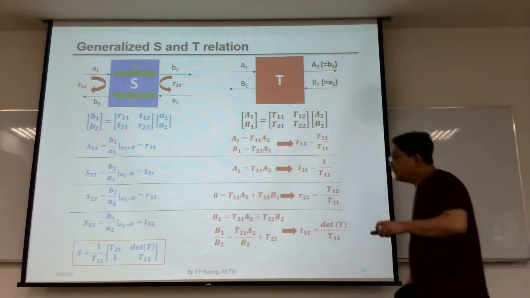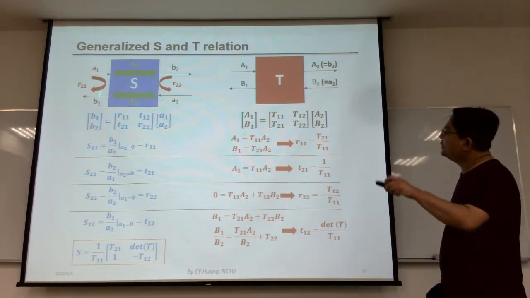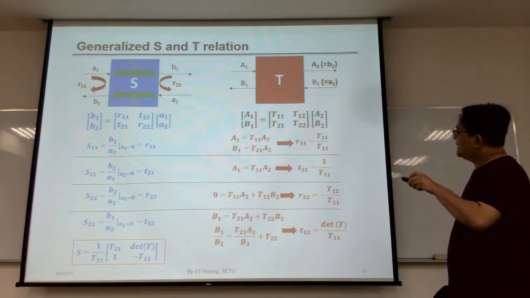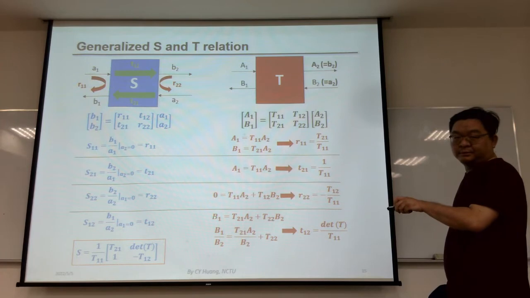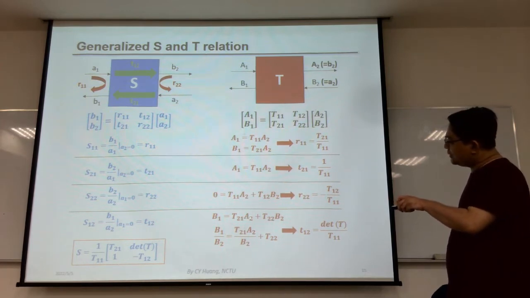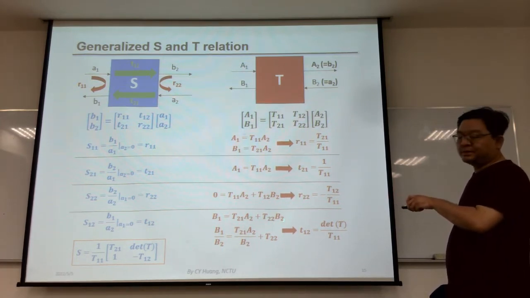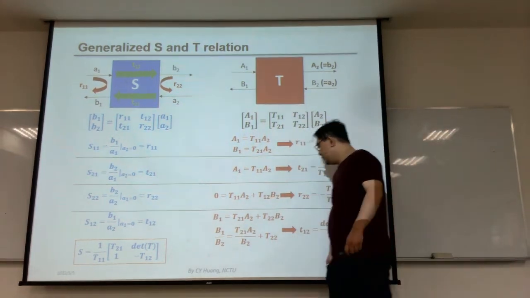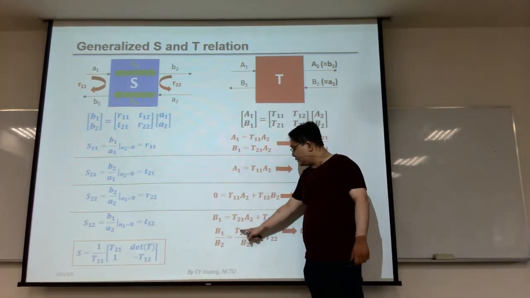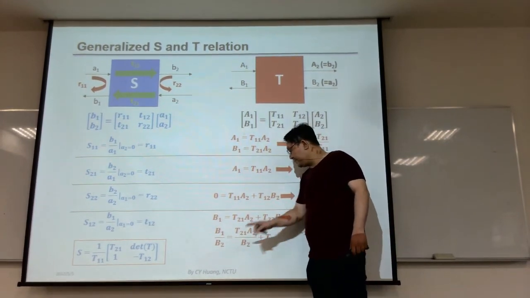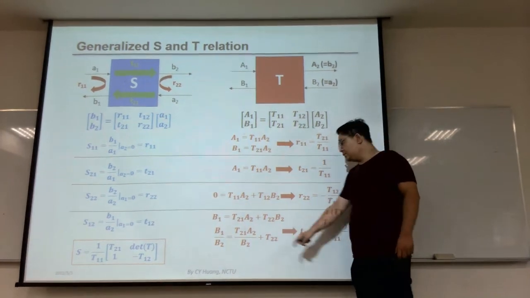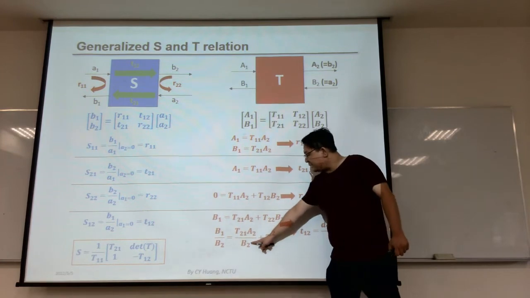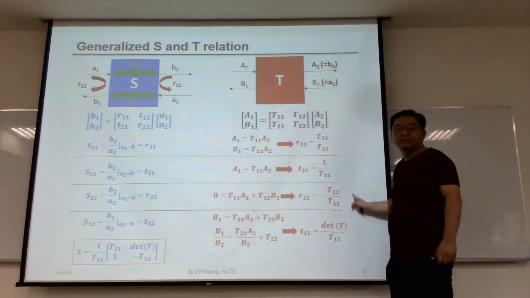Finally, if A1 is 0, then we see the second column. B1 is equal to T21 A2 plus T22 B2. Okay, then we divide both sides by B2. It will be T21 times A2 divided by B2 plus T22. And A2 divided by B2 can be found here.